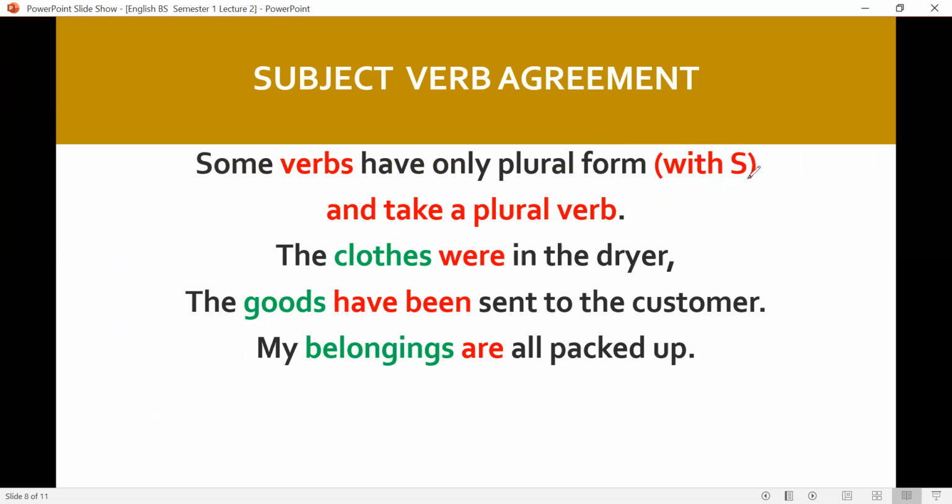Some nouns have only plural form. Plural form means with S, and they take a plural verb, like clothes. The clothes were in the dryer. We don't use it without S, cloth. The goods. Goods have been sent to the customers. My belongings are all packed up. Some nouns have only plural form, they have no singular form. Belongings, goods, clothes are plural, so they take a plural verb.